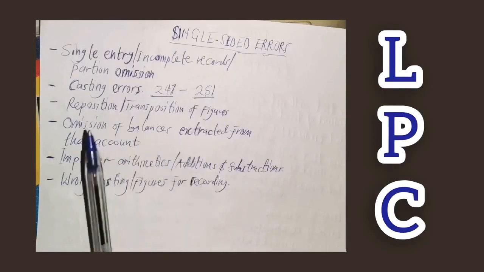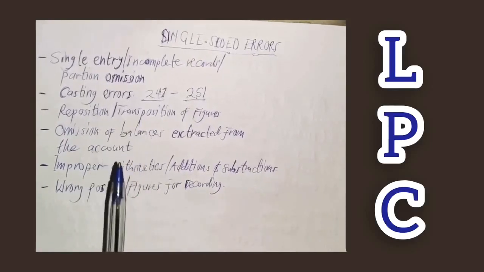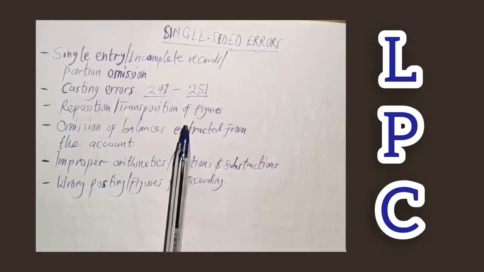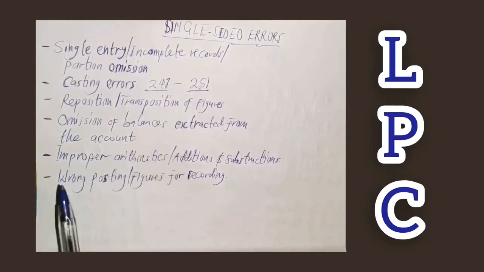In general, that's what we can look at. They are made on one part of the account, but the other account is omitted. It's not actually taken into account. So put at the back of your mind that every single-sided error is made on one part of the account, but the other is omitted. That's the general rule that you need to understand. I hope that is clear, right?